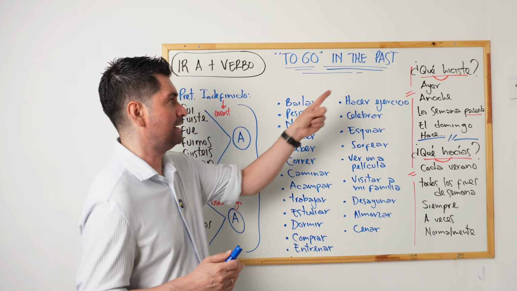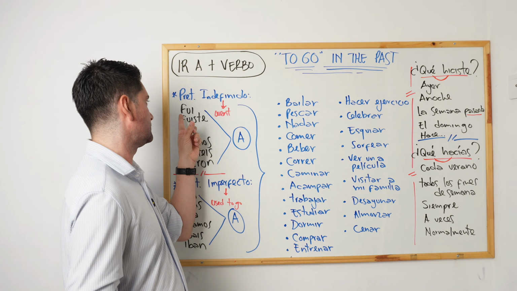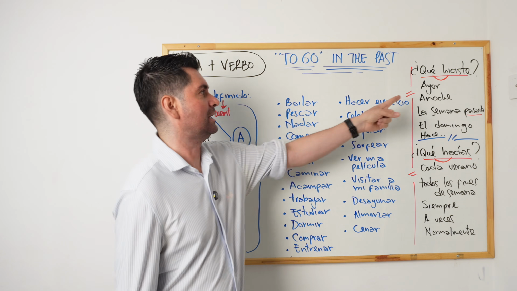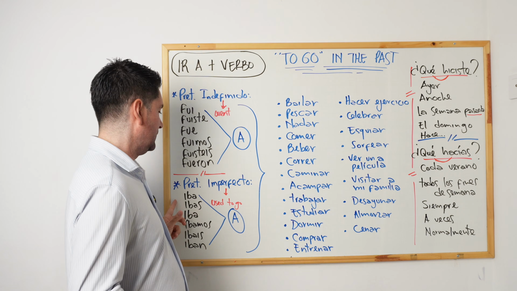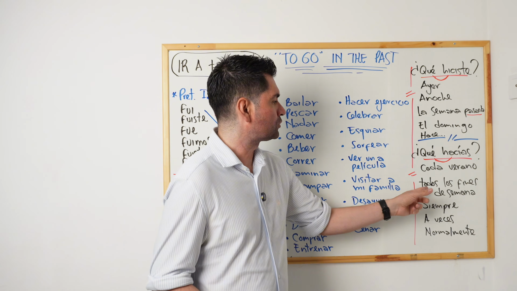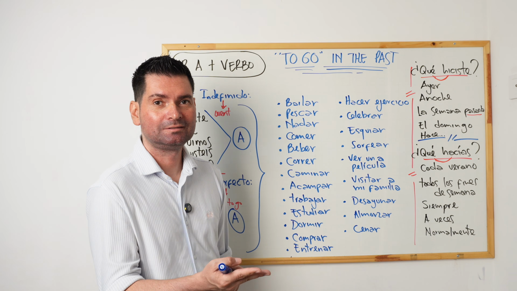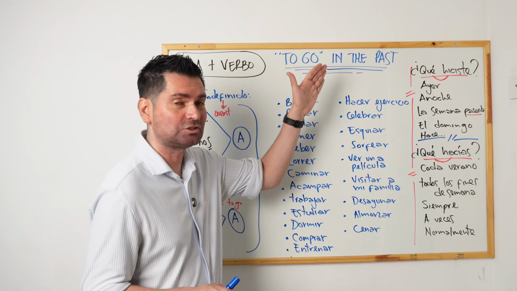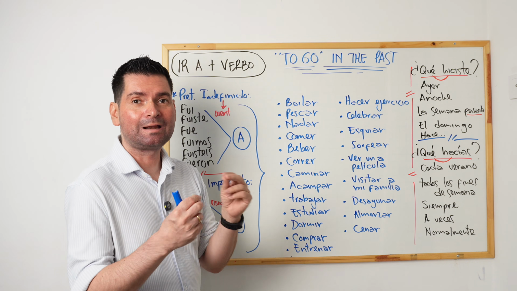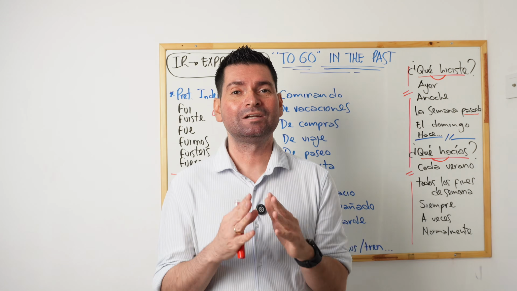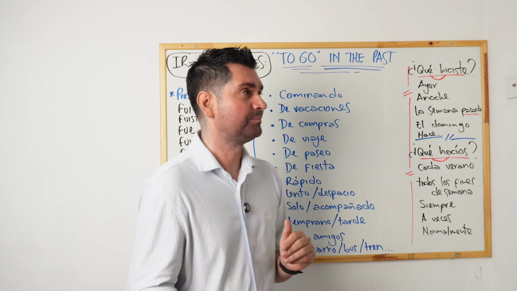Here, the same questions and the same keywords apply. For example, you could say, fui a bailar ayer. I went dancing yesterday. Or you can say, iba a bailar todos los fines de semana. I used to go dancing every weekend. So you see how these questions and these keywords are very important, and you can start playing with these words. We are not done with these amazing patterns yet. Let's do a couple more.